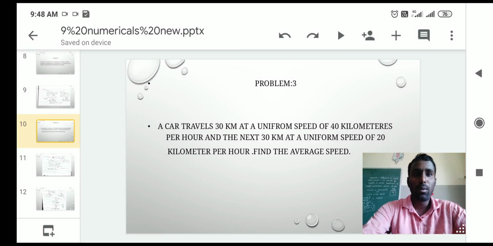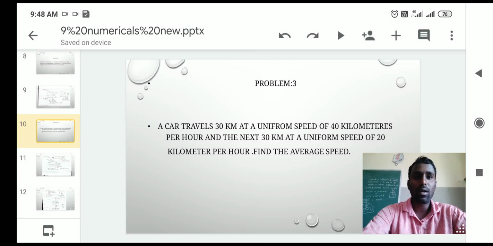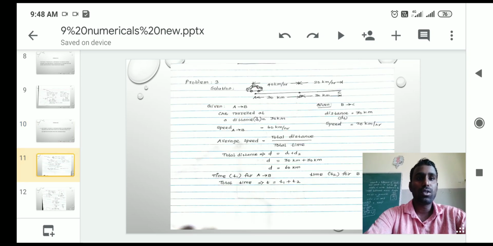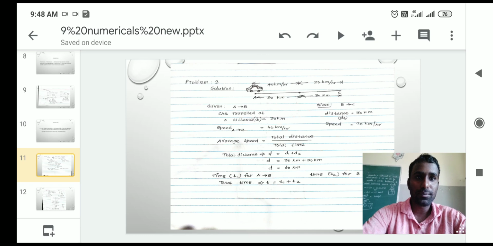So the next problem is problem number 3. A car travels 30 km at a uniform speed of 40 km per hour and the next 30 km at a uniform speed of 20 km per hour. So find the average speed. Okay. Solution here, first one.